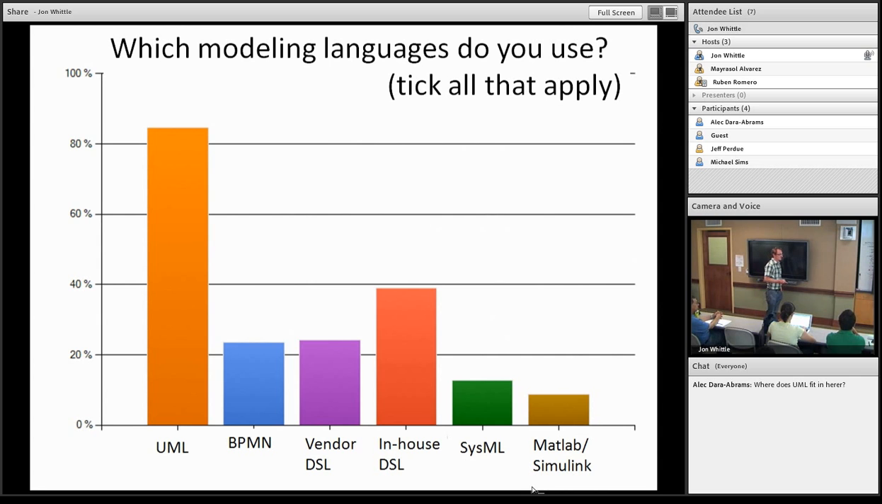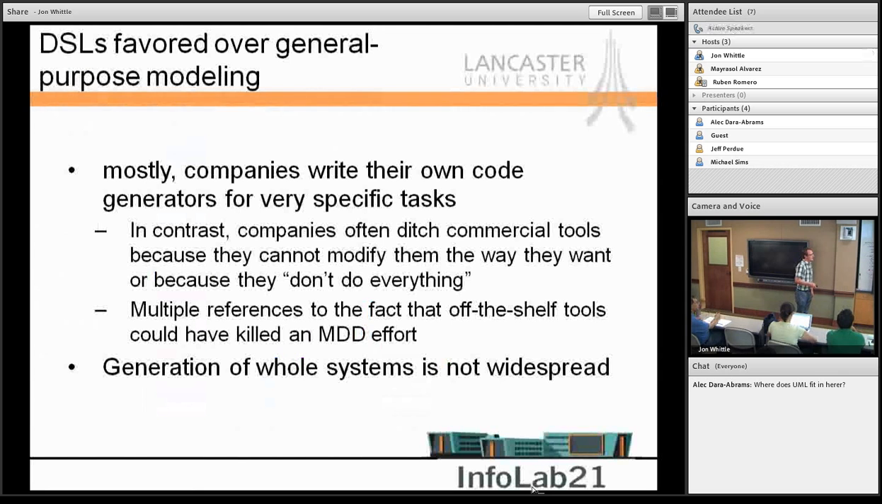And this is, at least for somebody in the modeling community, quite a surprising result, because it's always the talk about UML, UML, UML. And they're not using UML, they're using the things that they've developed themselves. If you dig into that a little bit further and look at the qualitative data that we got from our interviews, it turns out that those companies that are successful generally tend to write their own code generators for very specific tasks. In contrast, those companies that try to take the big, expensive, off-the-shelf tools, like the IBM tools, struggle a lot.